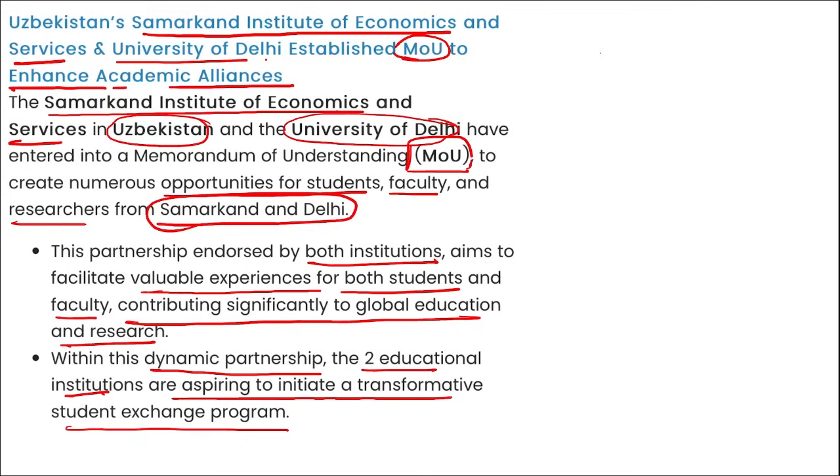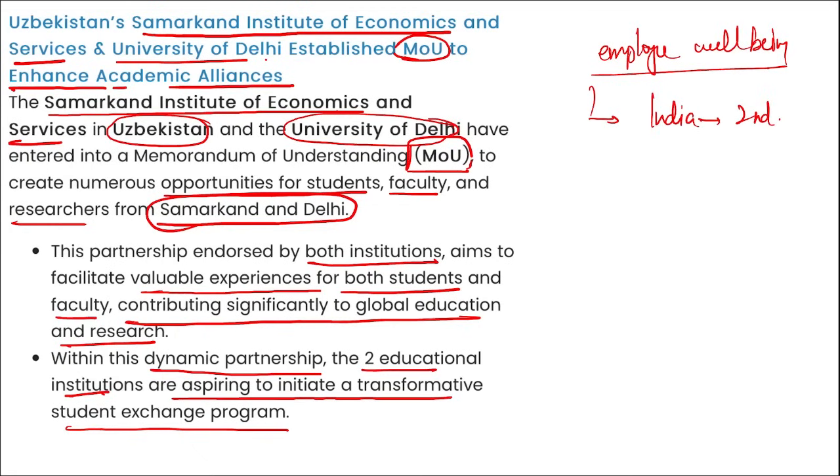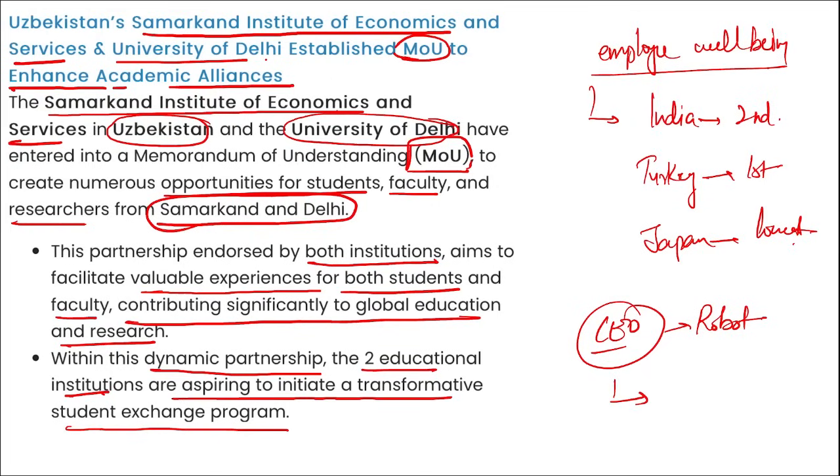Then next, tell me, what is the rank of India in the employee well-being index? India is at second position. Turkey was on first position, and Japan was on the lowest rank in this employee well-being index, right? Then next, name the world's first robot CEO. An AI robot has been recently appointed as the world's first CEO. Name it. Mika, right? Mika is the name of the AI robot that was appointed as the world's first robot CEO. Then which country recently got a new island?